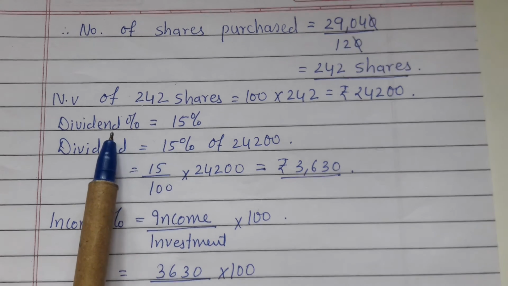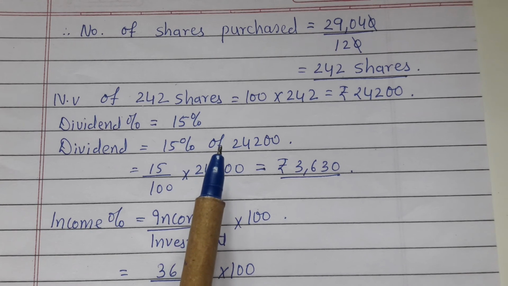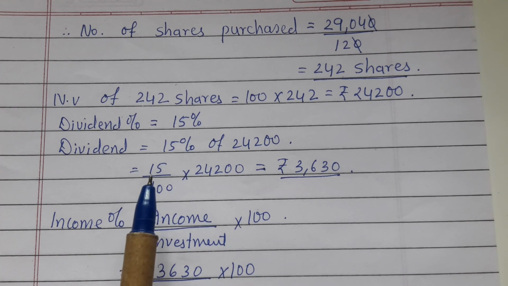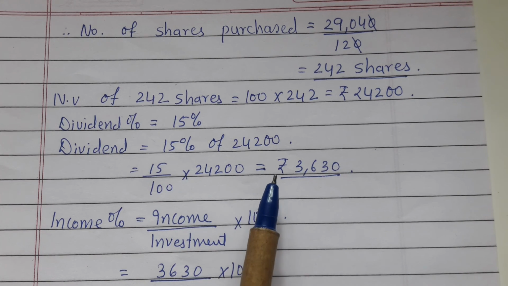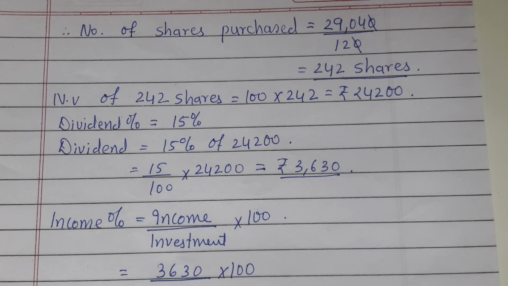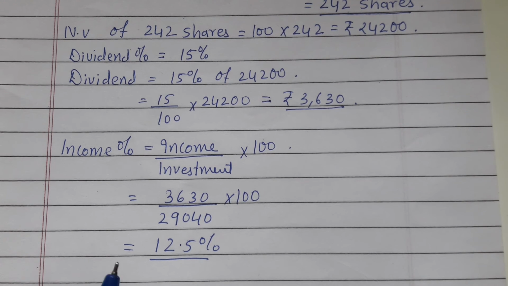Dividend percent 15%. Dividend is equal to 15% of nominal value, that is 24,200, equal to 15 upon 100 into 24,200, equal to rupees 3,630. Income percentage is equal to income upon investment into 100, that is equal to 3,630 upon 29,040 into 100, equal to 12.5%.